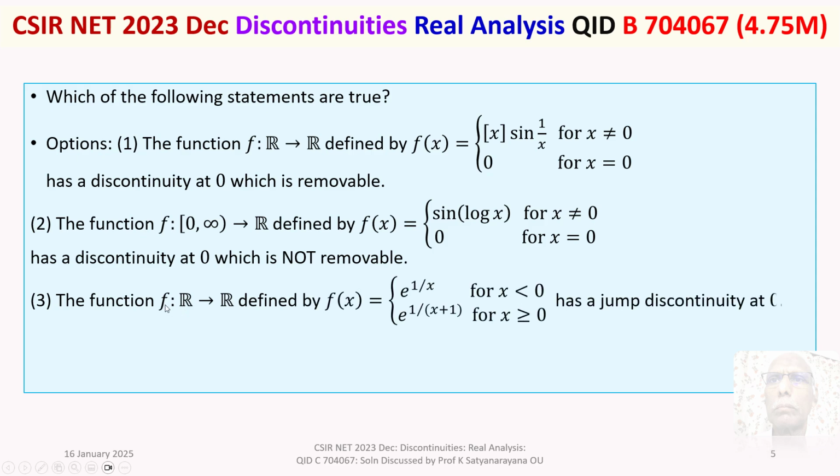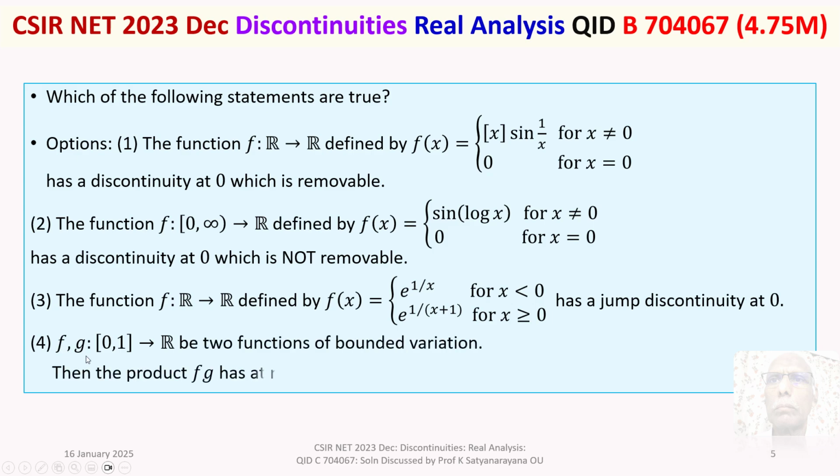Option 3. The function f from R to R defined by f of x is equal to e power 1 by x for x less than 0, f of x is equal to e to the power of 1 by x plus 1 for x greater than or equal to 0, has a jump discontinuity at 0. Option 4. Two functions f, g from the closed interval 0, 1 to R be two functions of bounded variation, then the product fg has at most countably many discontinuities. So this question is framed based on the definitions of removable discontinuity and the jump discontinuities.